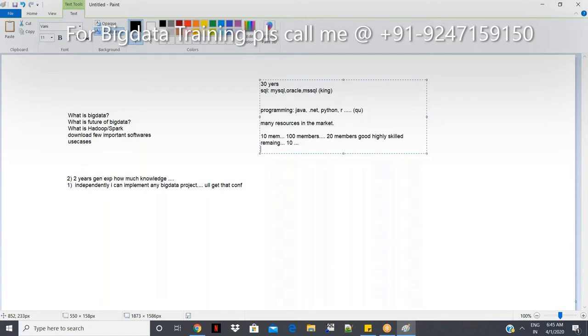The main reason is that in the last 20 years, many resources are available. At the time, there is no need for any new requirement. That's why my recommendation, especially for freshers: SQL, Oracle or MySQL, or programming like Java, these technologies are only for knowledge, not for job opportunities.